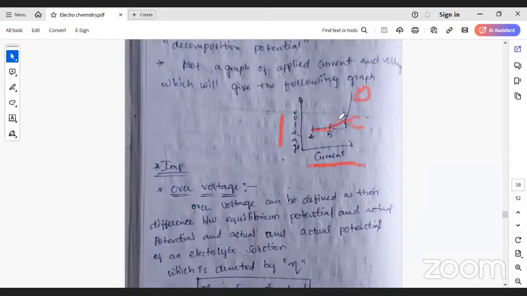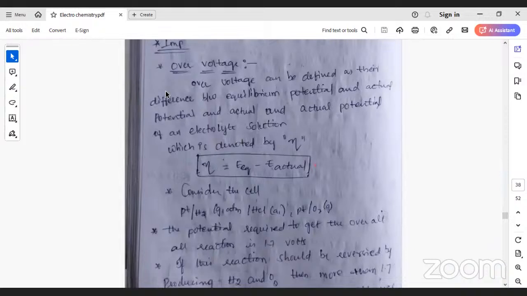At a particular current, the voltage will show a sudden jump, from B to C, C to D. That voltage is known as the decomposition potential. So decomposition potential means that upon application of external current, the sudden jump in the potential is the potential we call decomposition potential.